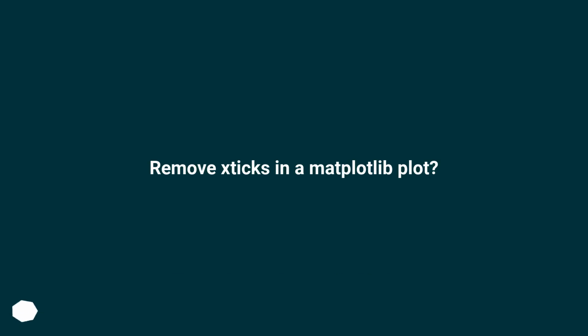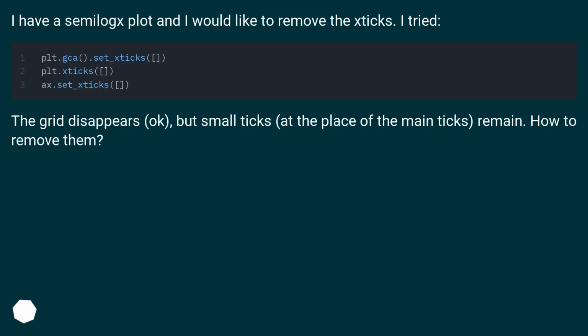Remove ticks in a matplotlib plot. I have a semilogx plot and I would like to remove the ticks. I tried. The grid disappears, okay, but small ticks, at the place of the main ticks, remain. How to remove them?